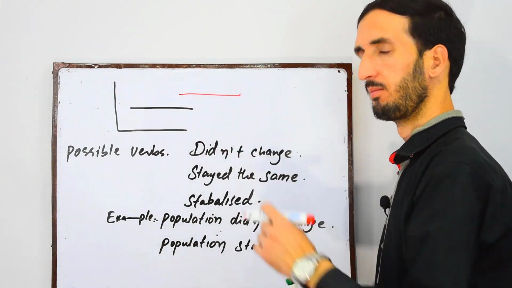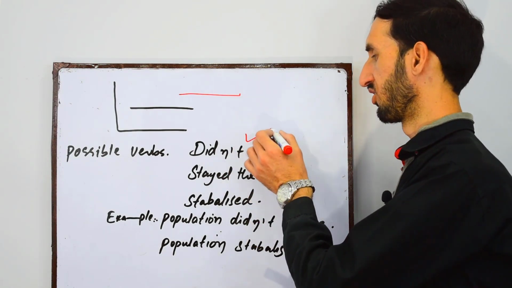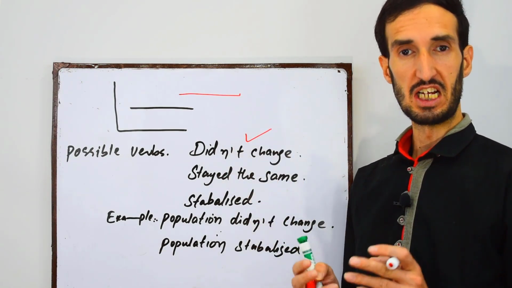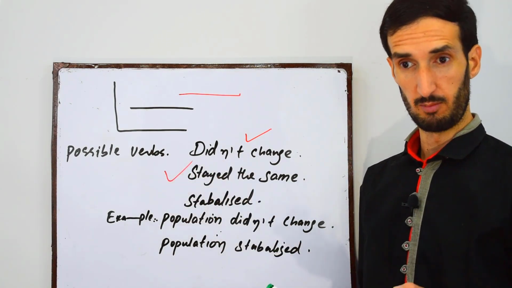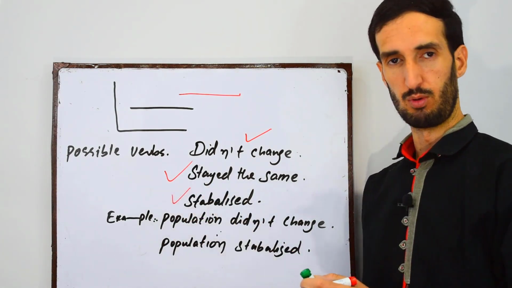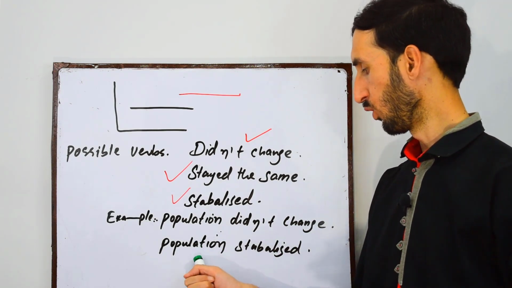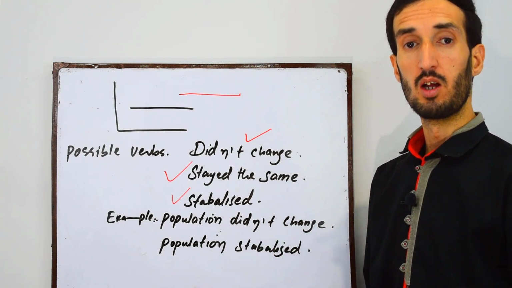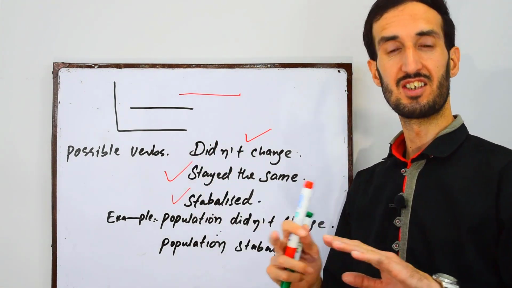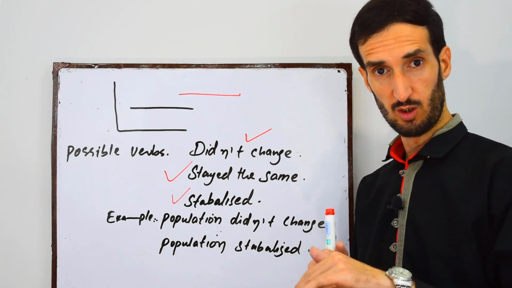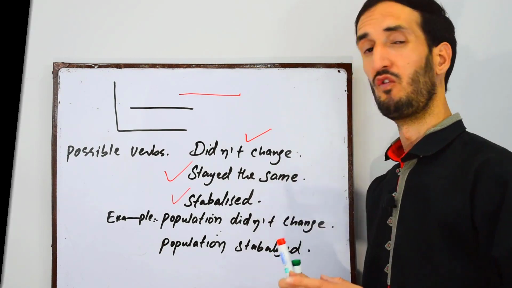If the line is the same, there is no change, if it is like this, it doesn't change, then possible verbs you can use: did not change. This is in past. It didn't change. Or stayed the same. Or stabilized. Example, population didn't change. Abadi change nahi hui. Or population stabilized. Or population stayed the same. If there is no change, it doesn't go up, it doesn't go down, it doesn't fluctuate, it is the same, you can use these words.